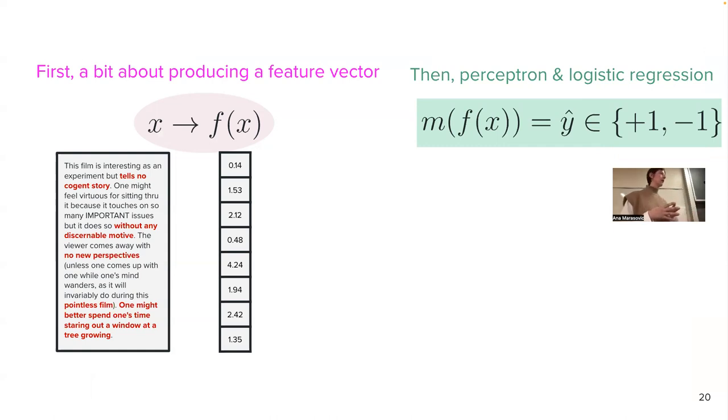Okay, so we have covered how to go from our string into a vector representation of that string, with these procedures we have gone over. And now we are ready to put that vector into a model and try to get the prediction out of it. So we are going to start with the Perceptron, then move into logistic regression. These will be two examples of the functions M that we want to learn. And we are going to talk about an optimization algorithm for learning their parameters.